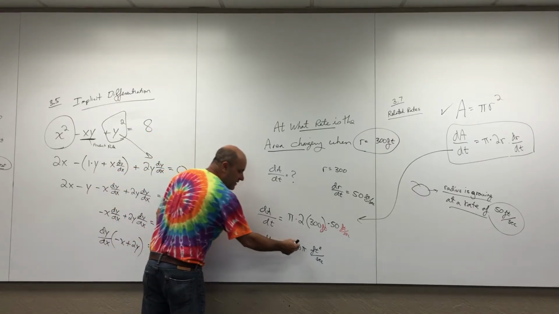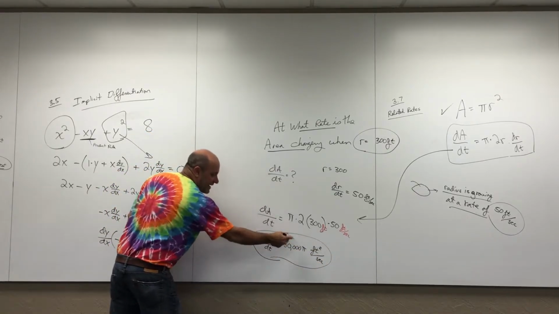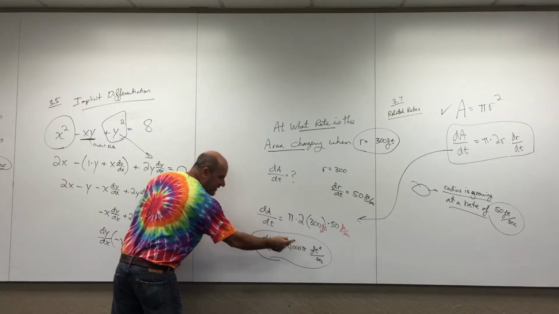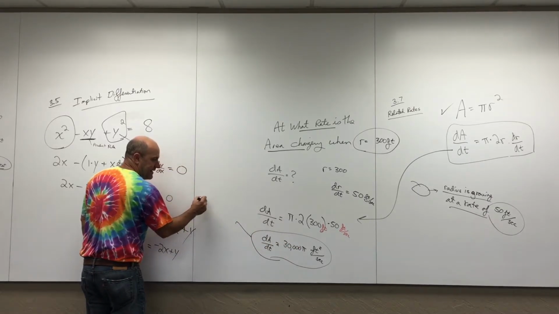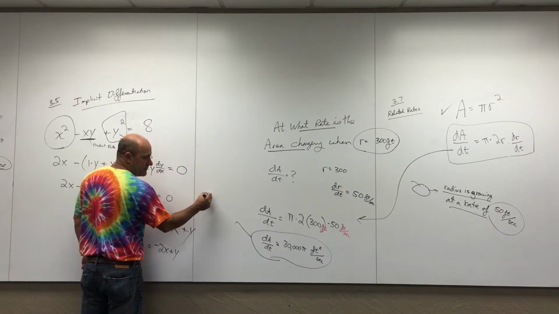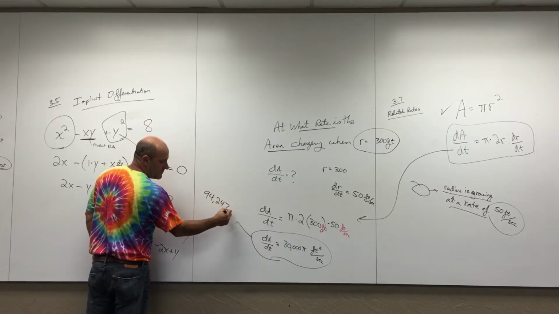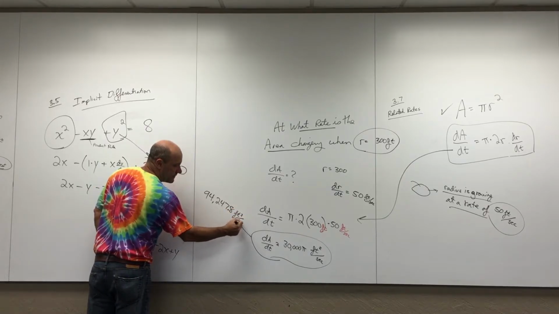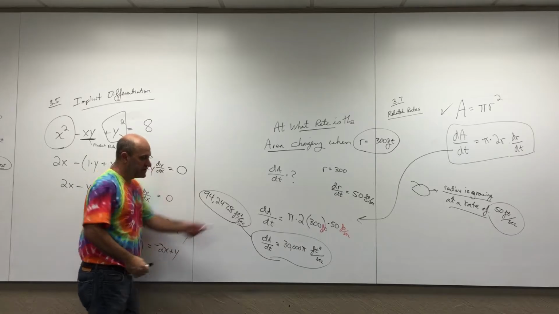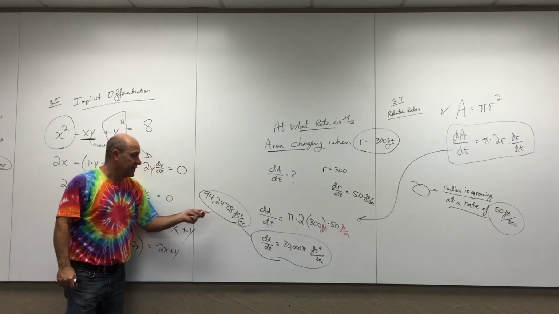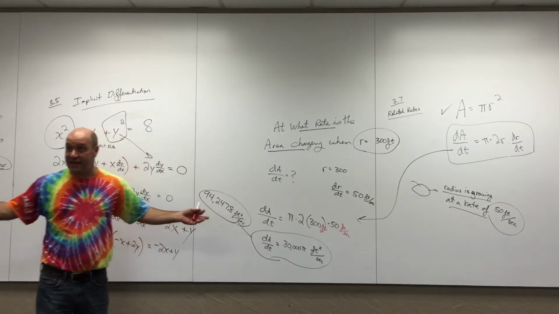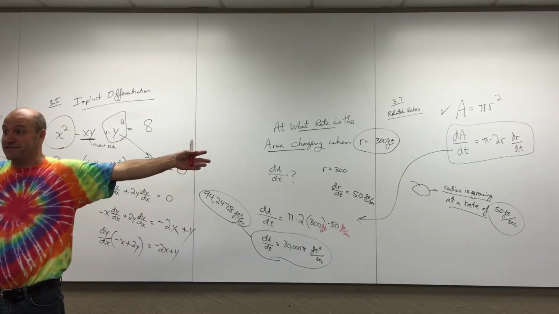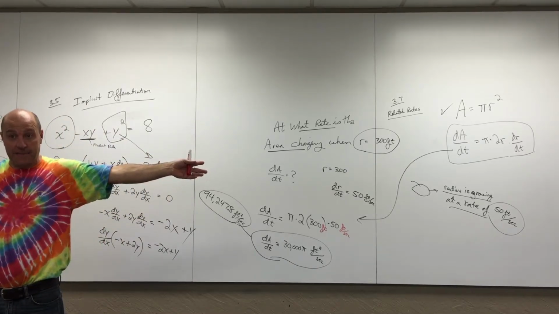Hey, by the way, if you put the pi in there, pi is 3.14, times that, and it turns into, what is it? 94,247.77961. All right, feet squared per second. Okay, so that's the actual number. It's 30,000 times pi. There it is. About 94,000 square feet per second. Holy shit, that's spread. The area is spreading big time.